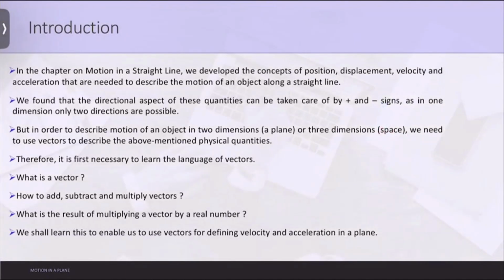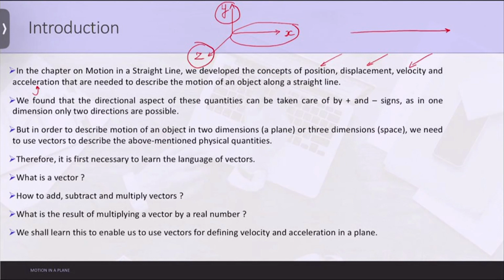Okay, so introduction. Let me start. In the chapter on motion in a straight line, we developed the concepts of position, displacement, velocity, and acceleration. Just to revise, what are these? Position is basically at any coordinate space, let's say x, y, z. If you are only talking about motion in a straight line, there is no use of using the y and z direction. Let us only take the x direction for our consideration, and let us take this to be the origin.